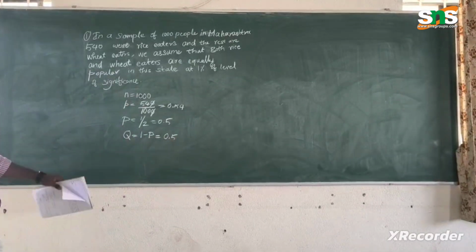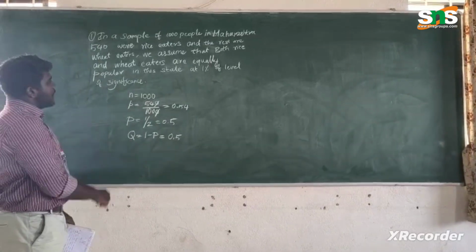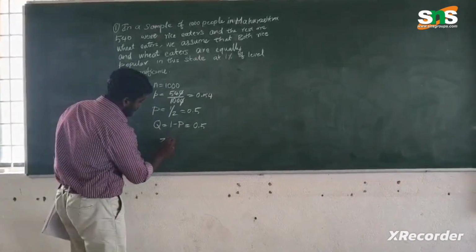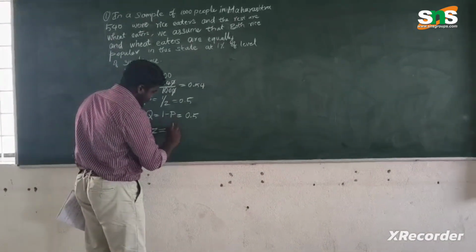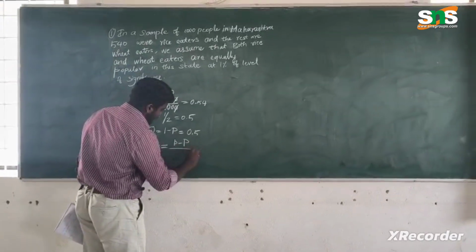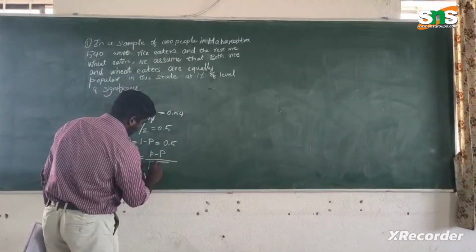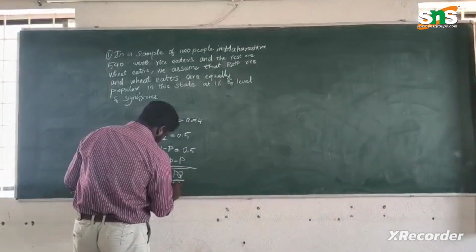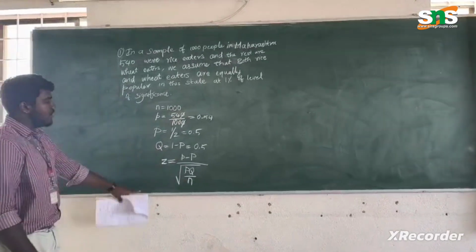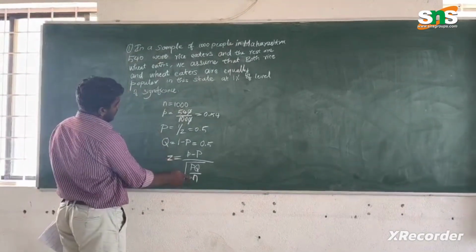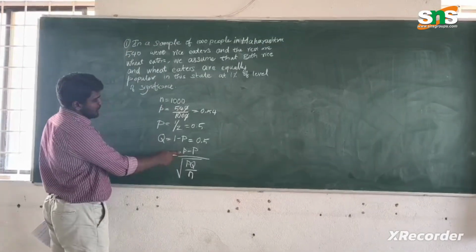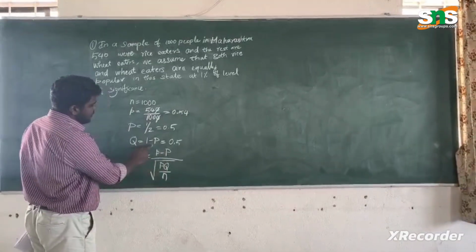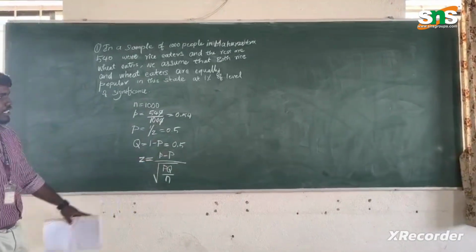So the formula to identify the significance is z is equal to small p minus P divided by root of pq by n. Okay, this is our formula. Here we have n as the total sample space, proportion 0.54, and the probability 0.5, and q which is 1 minus p, that is also 0.5. Now let's calculate the z.